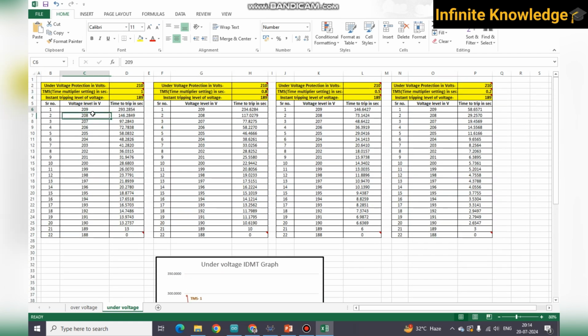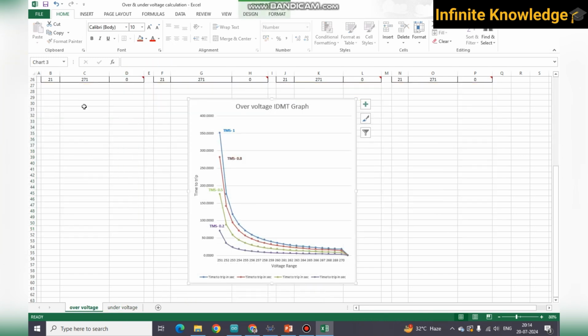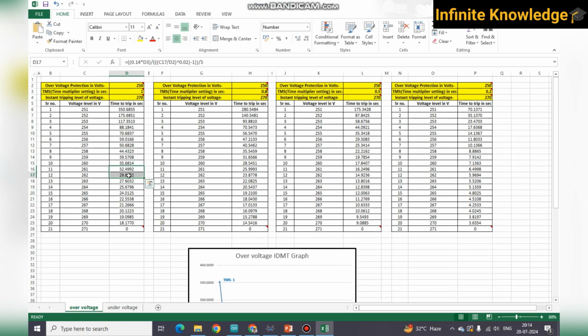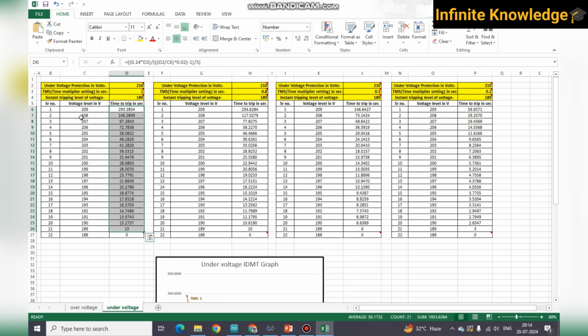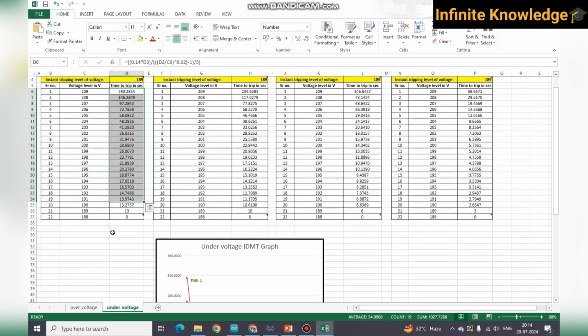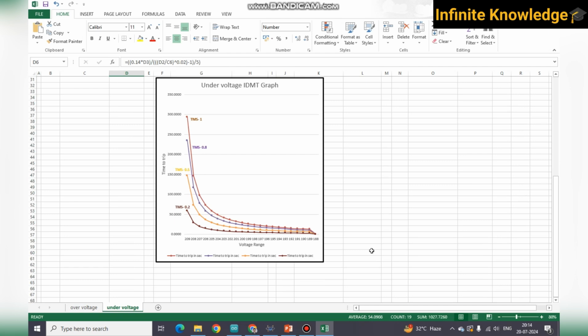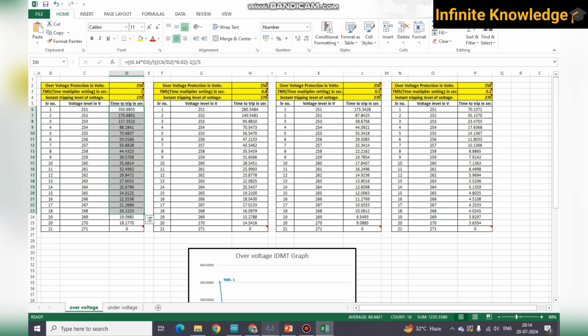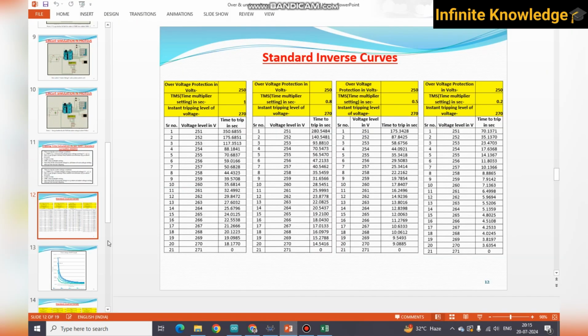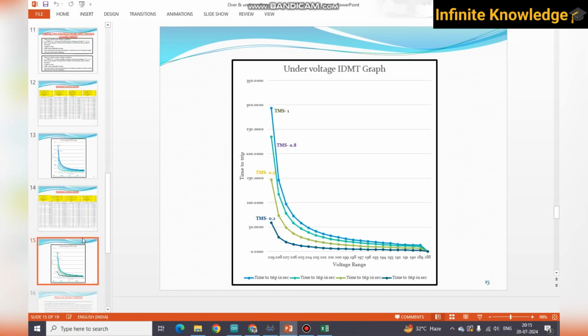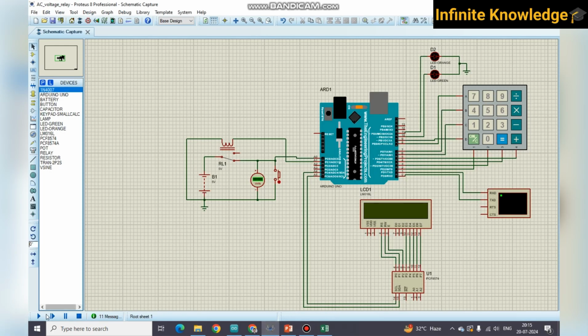And as your voltage is reduced, your time to trip is reduced. As your voltage is increased, your time to trip is reduced, and in the under condition also, as your voltage is reduced, your time to trip is also reduced. Okay, and that's why it's forming IDMT characteristics, inverse type characteristics. So I think everything is very clear for you, and I have covered this, and I just wanted to explain to you in the simulation how you can get a tripping.